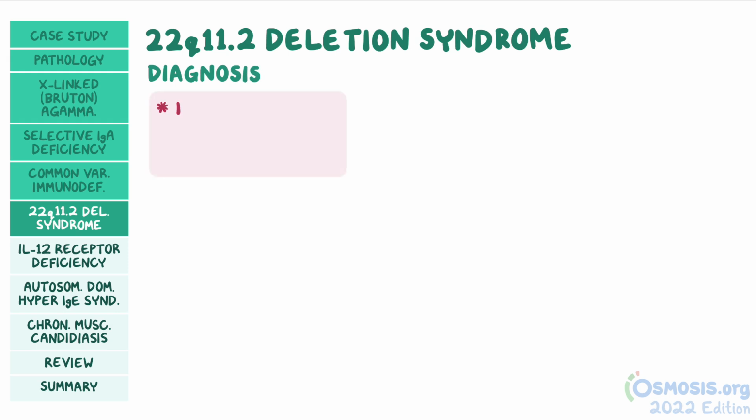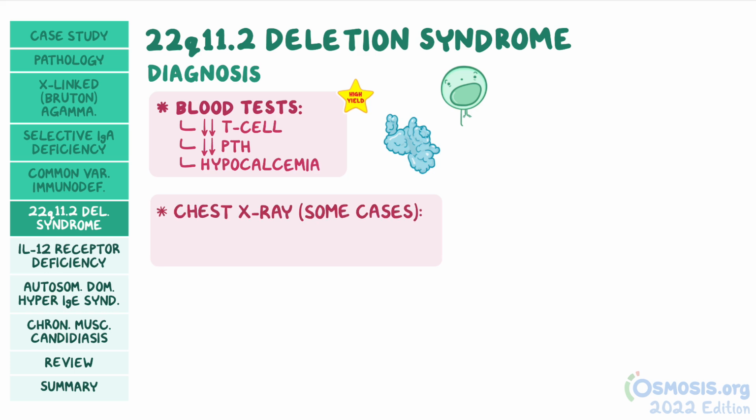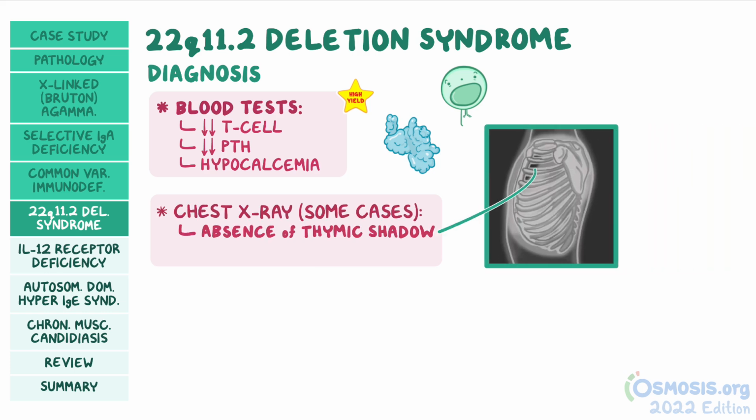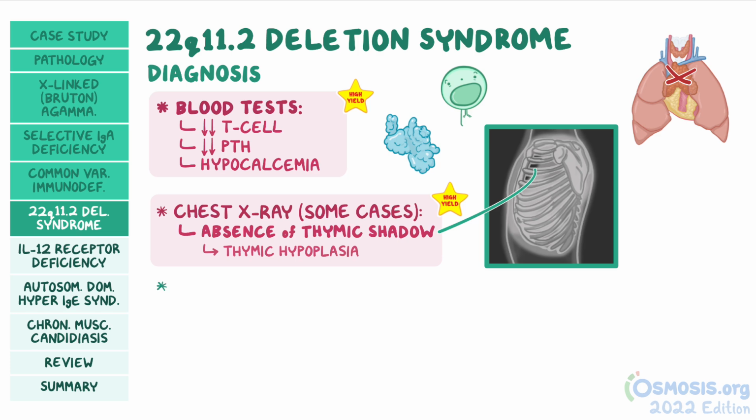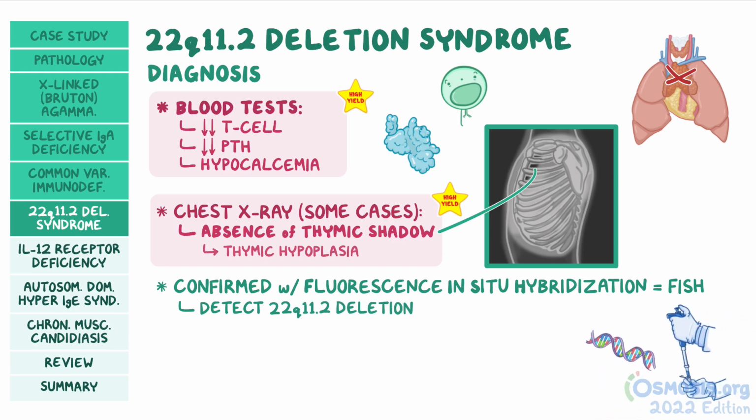Diagnosis begins with blood tests revealing decreased T cell levels, low parathyroid hormone, and hypocalcemia. It's also important to know that a chest X-ray, in some cases, can reveal the absence of the thymic shadow, which indicates thymic hypoplasia. Finally, diagnosis can be confirmed with fluorescence in situ hybridization, or FISH for short, which is a type of genetic testing able to detect the 22q11.2 deletion.